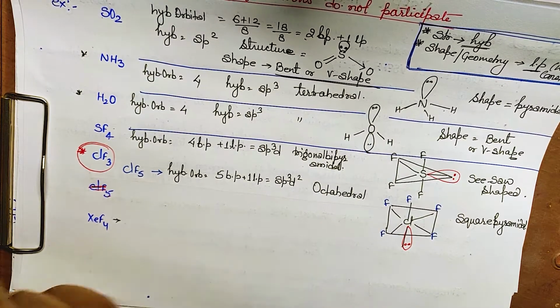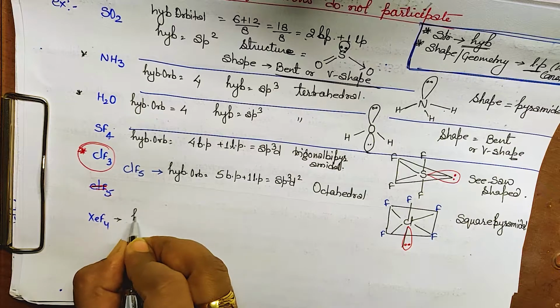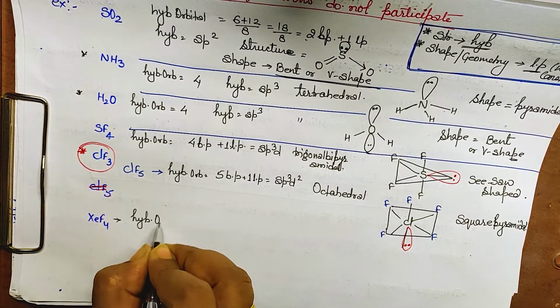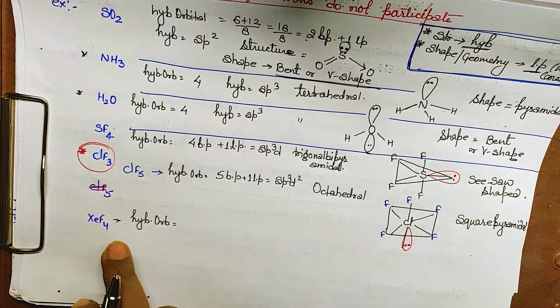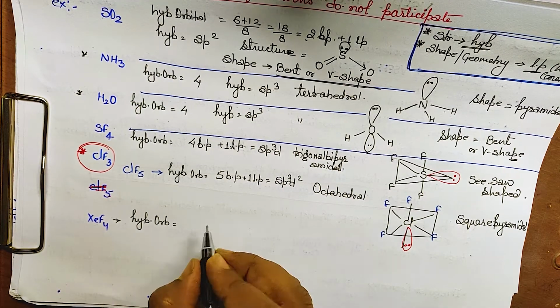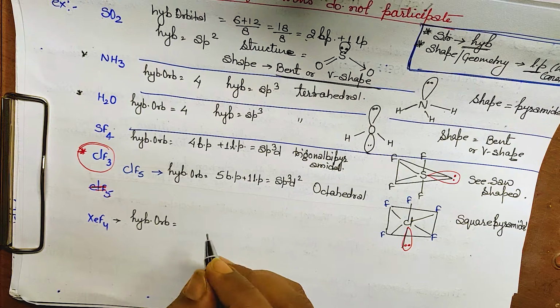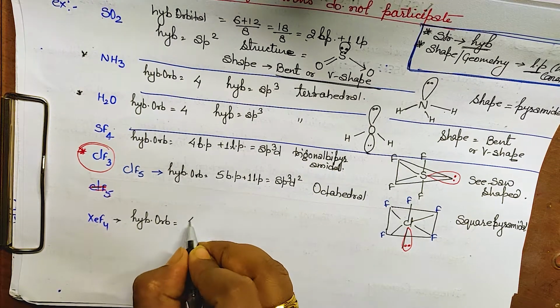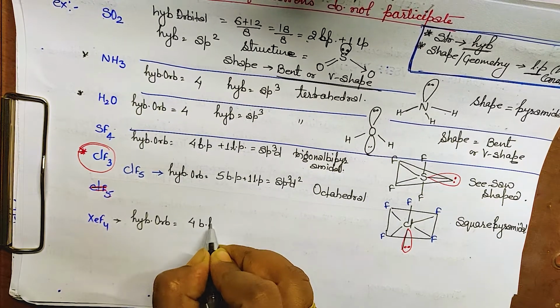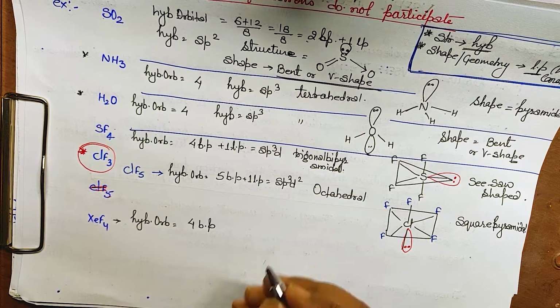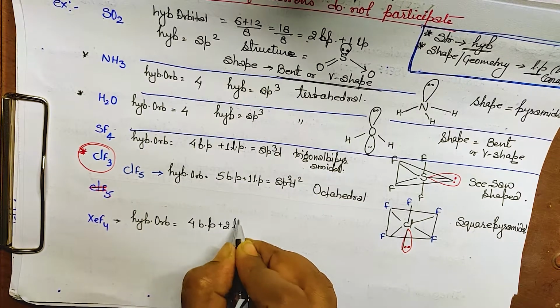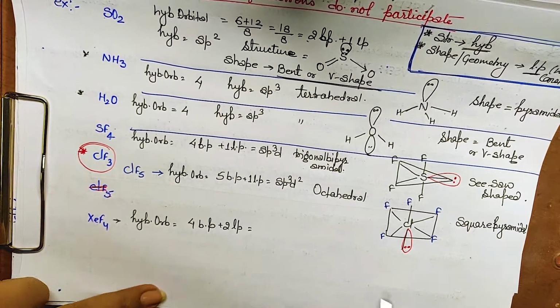Now XeF4. XeF4 hybrid orbital. If we find the hybrid orbital, Xe is 8 and 7 times 4 is 28. So 28 plus 8, 36. 36 divided by 8, it will be 4 bond pairs, yes, complete, and 4 left, 4 divided by 2, that is 2 lone pairs, isn't it? So what is this? 6. What will 6 mean?